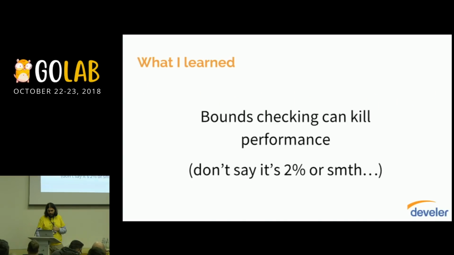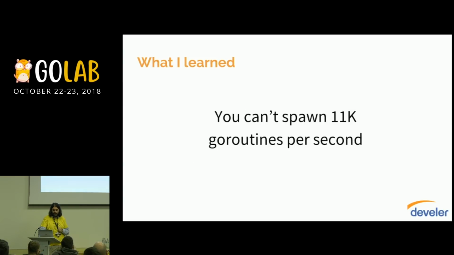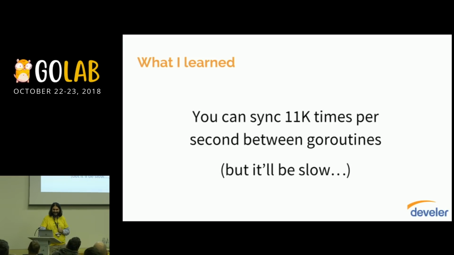And so, quick conclusions. On performance, bound checking can kill performance, so it's not 2% or something like that, as I sometimes read on the Go issue tracker. You can spawn 11,000 algorithms per second, you can sync 11,000 per second, but it will show up in the profiles. So depending on what you need, it might work or might not work.